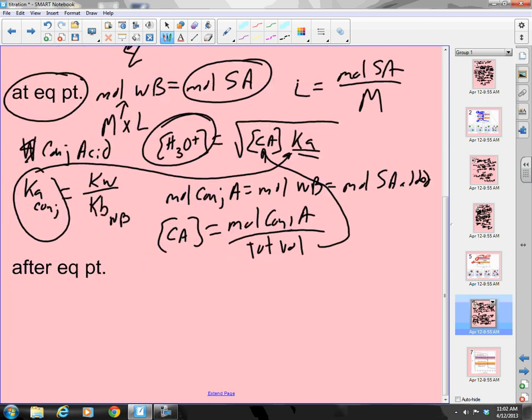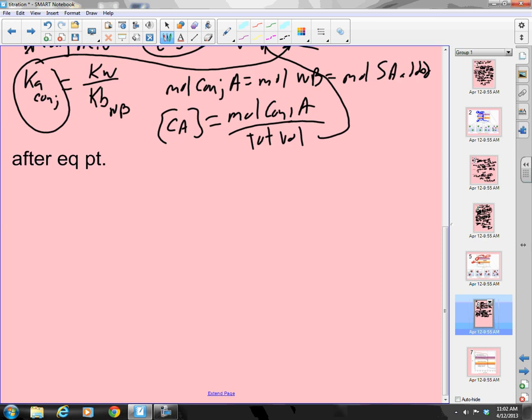Now, after my equivalence point, what do I have? After the equivalence point, I have excess strong acid. That's all we really care about. There is, of course, my weak acid, the conjugate acid, but the pH is driven predominantly by the excess strong acid. So what are we going to do?